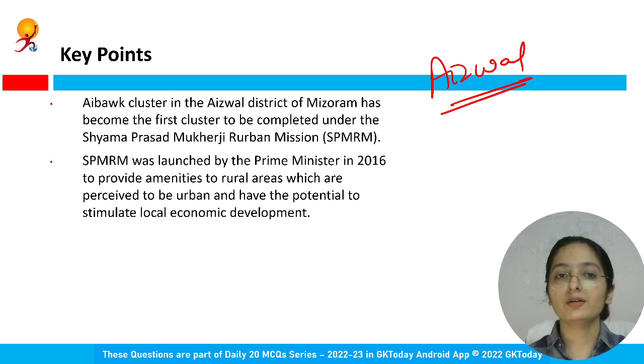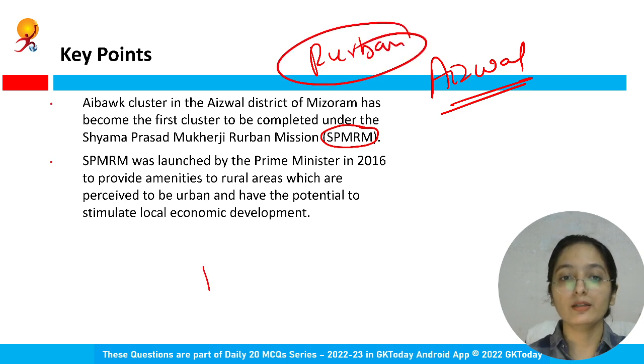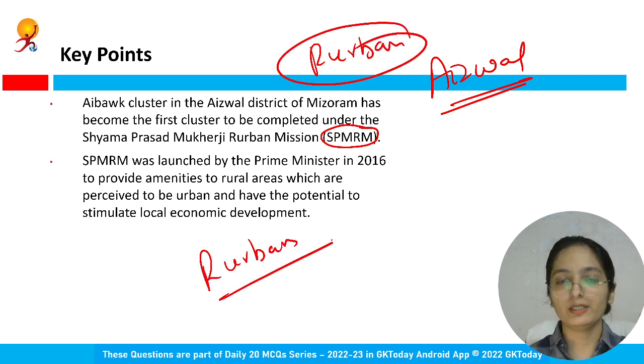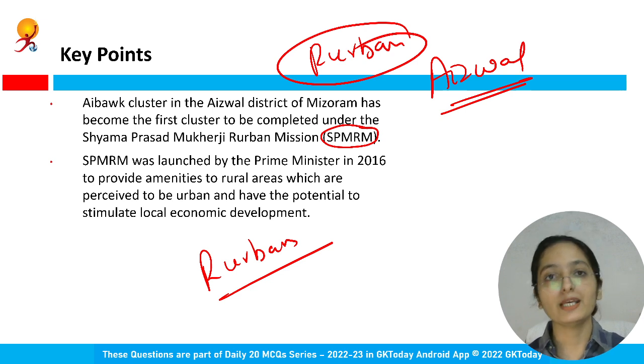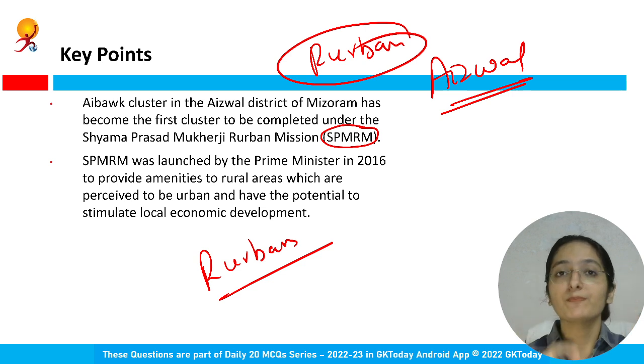And this cluster is the first cluster to be completed under this mission. The name of the mission is Shyama Prasad Mukherjee Rurban Mission. Now what is this Rurban? This term is very important. You all know that there are rural areas, and their essence is very different, right? We need to make sure that we preserve that essence of the rural community life. So this term Rurban is very beautifully framed.